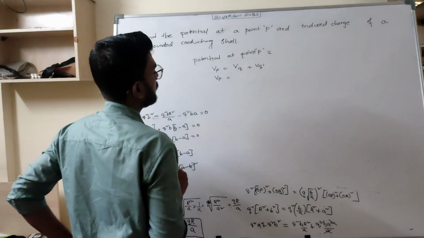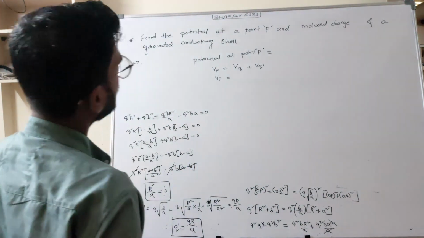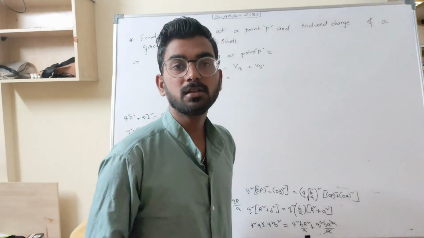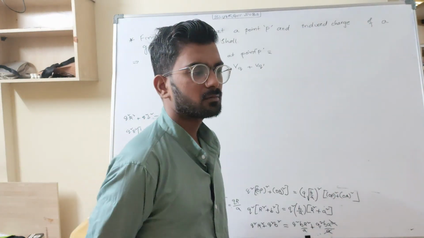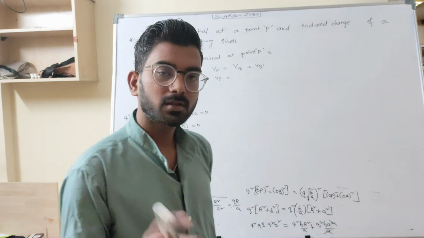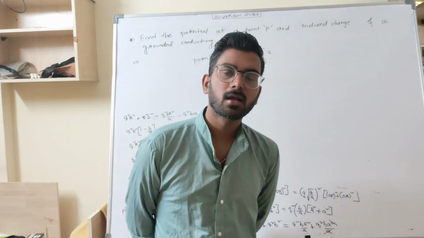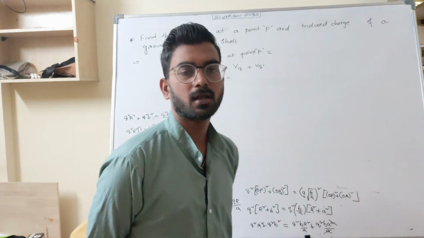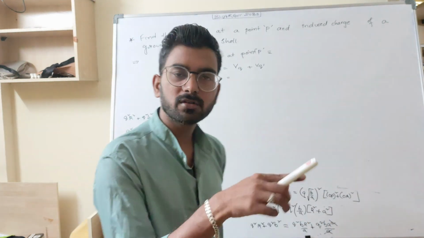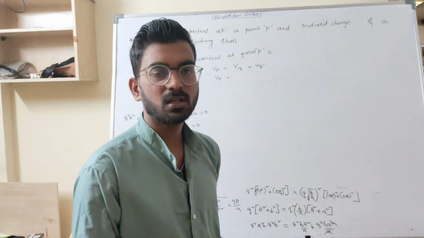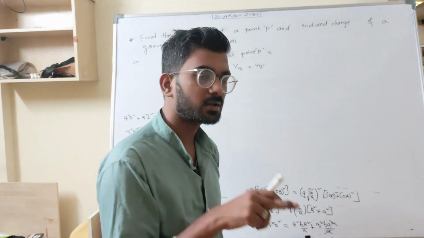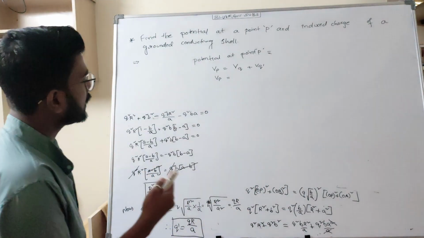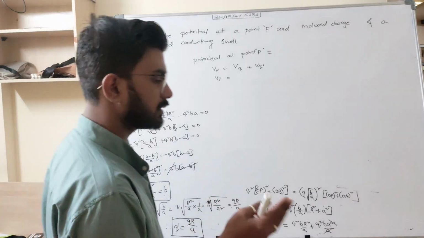You may ask, potential at point P is 0, no? Potential at point P is 0, no? So why are we calculating here? It is 0 on the surface. Now what I am doing is finding the potential at a certain distance. P is not on the surface. If P was lying on the surface, the potential on the surface was 0.